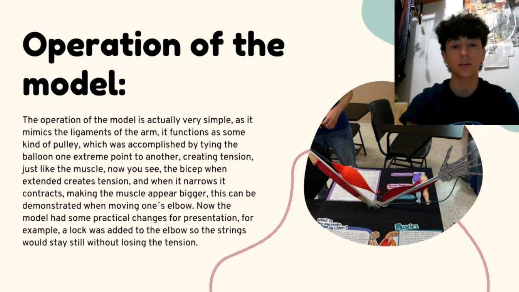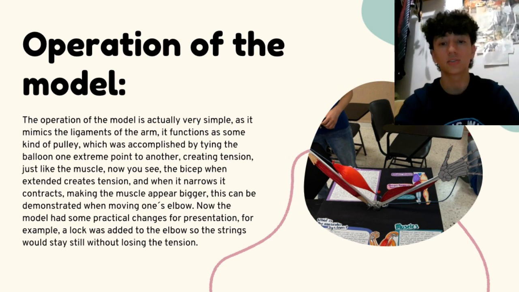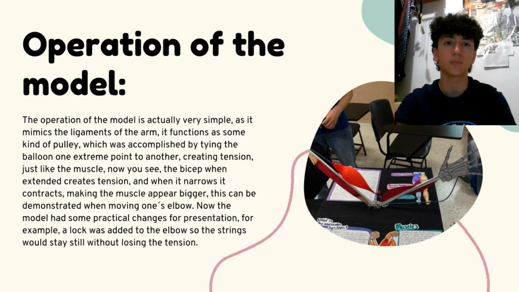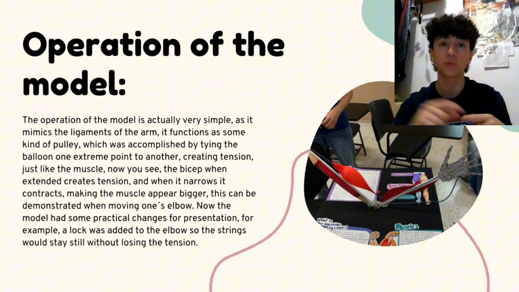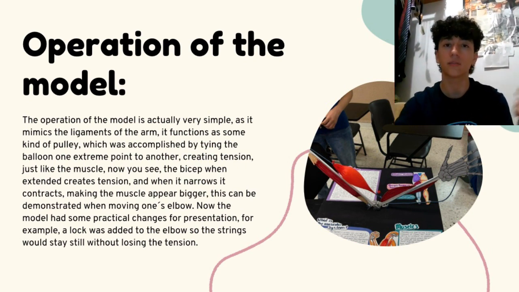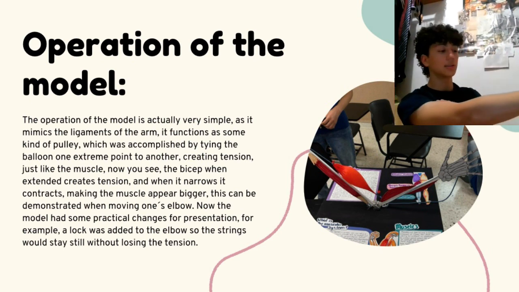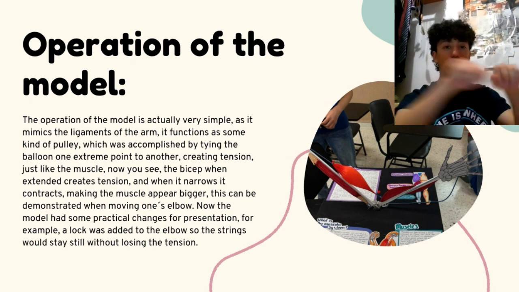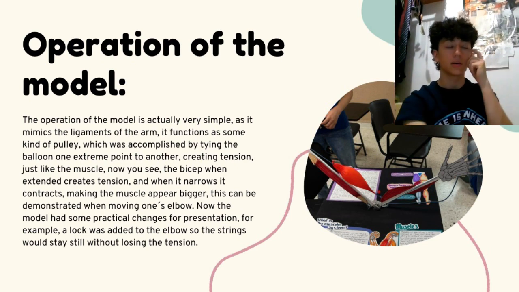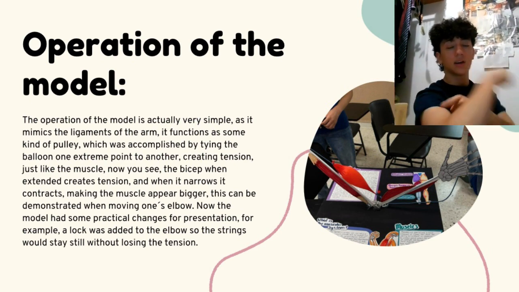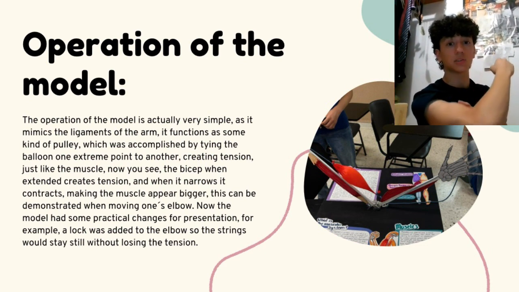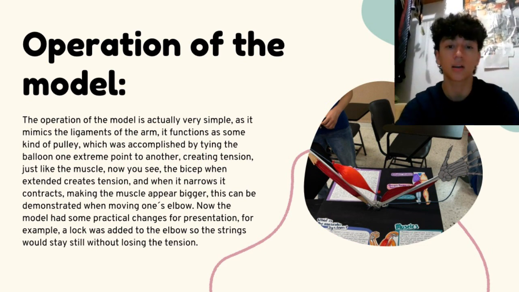I'm Daniel Casanova. I am going to be explaining the operation of the model. So it's very simple. The model functions as some kind of pulley, with a string tied from one extreme point to another of the model. That way, when the arm extends like this, the string pulls the balloon like this. But when the arm narrows like this, it contracts, making the muscle expand, thus appearing bigger.